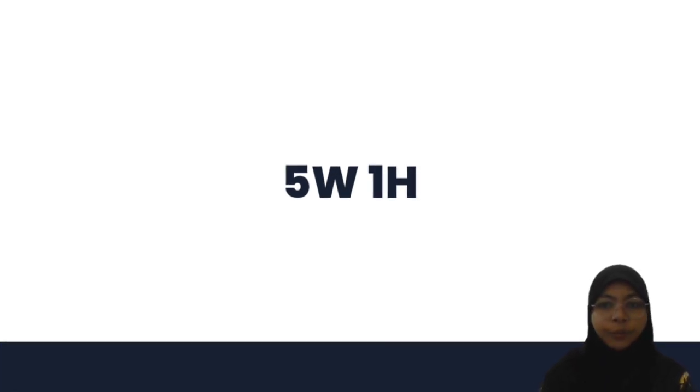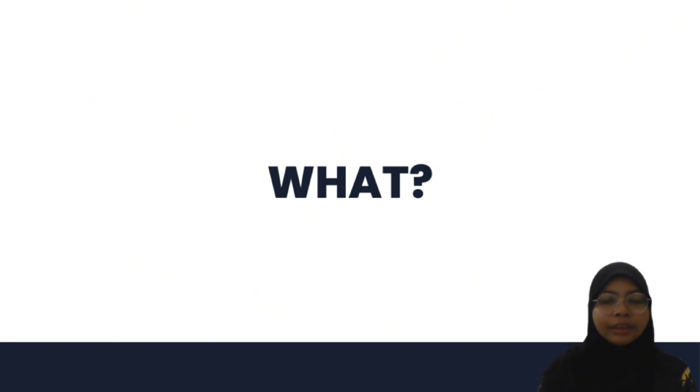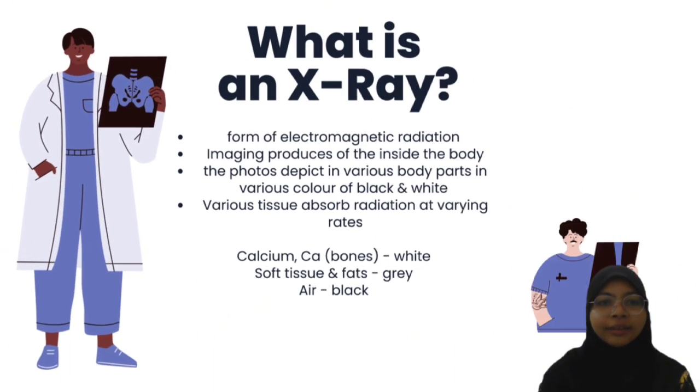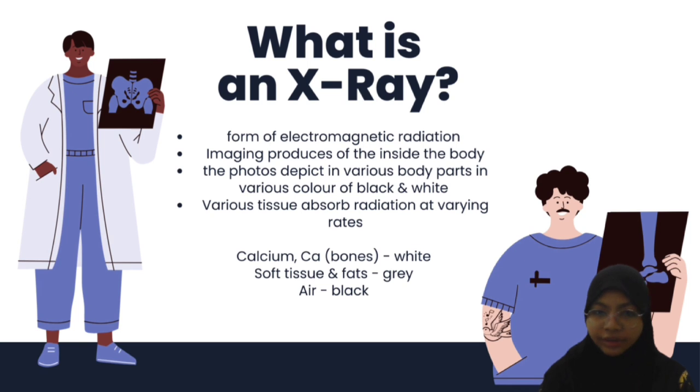We're going to start with the first W. I want to tell you what is an X-ray. An X-ray is a form of electromagnetic radiation, and its imaging produces pictures of the inside of the body. The photos depict various body parts in various shades of black and white, because various tissues absorb radiation at varying rates.